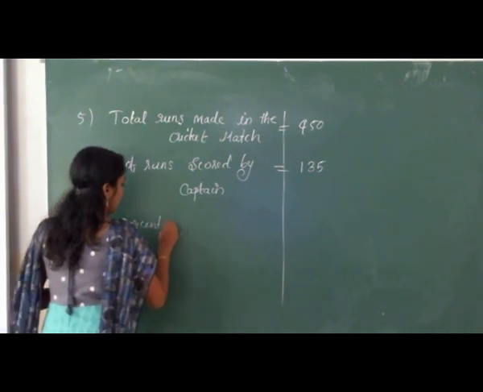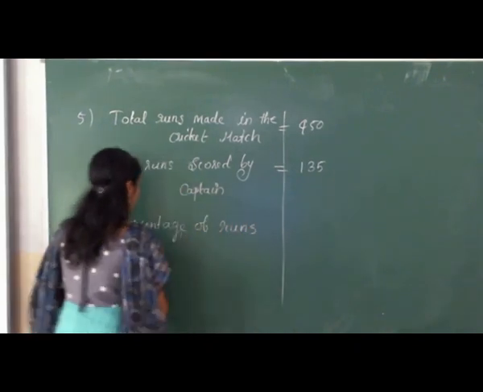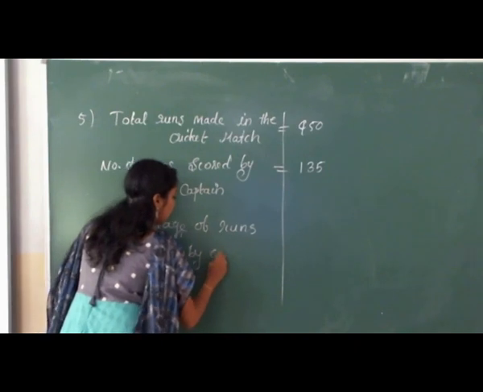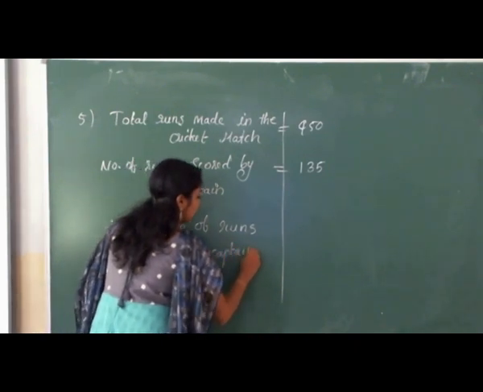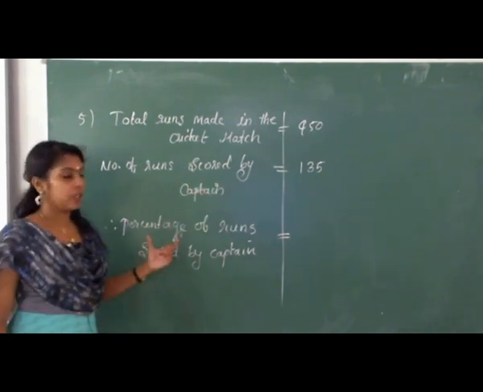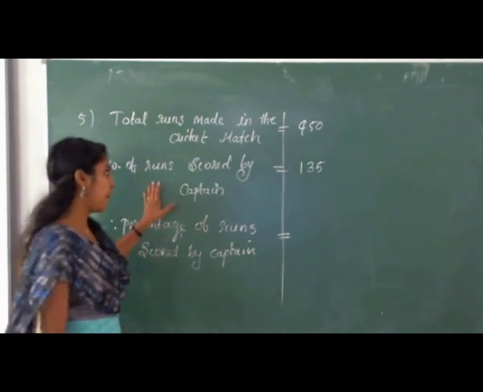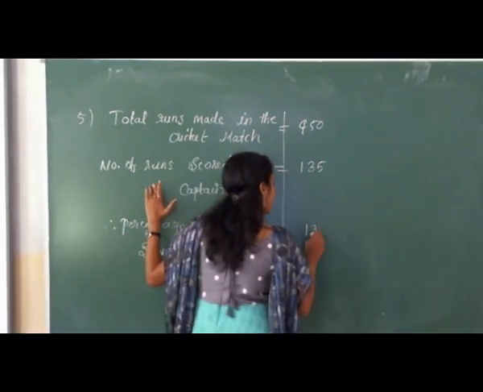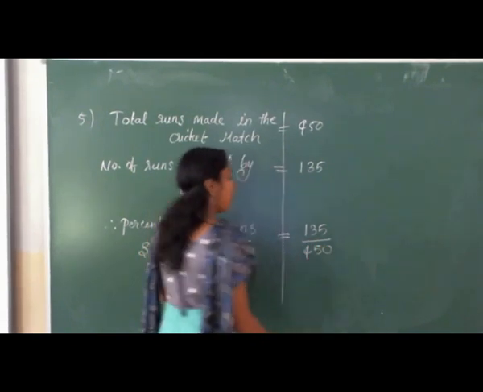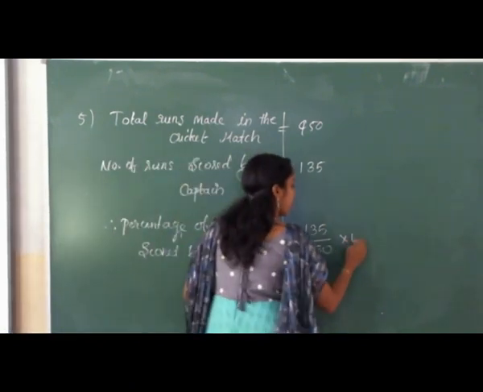Therefore, you have to find out the percentage of runs scored by captain. You know the number of runs scored by captain. How to find out the percentage? Number of runs 135 out of total 450, and find out the percentage of this, that is into 100.